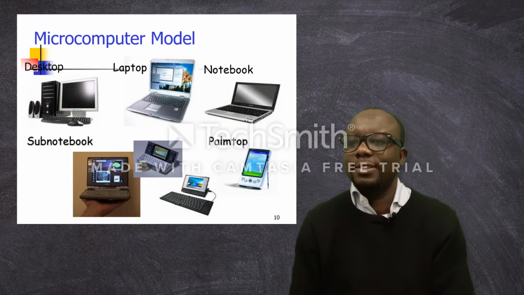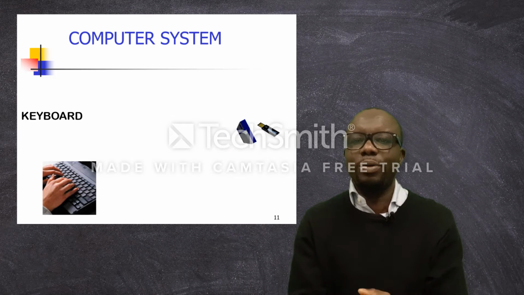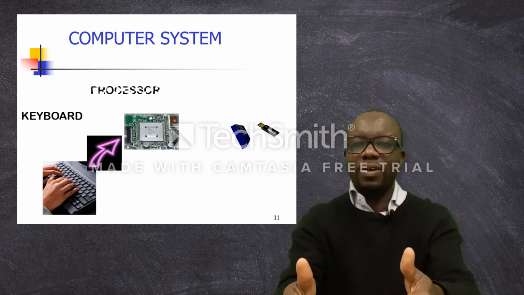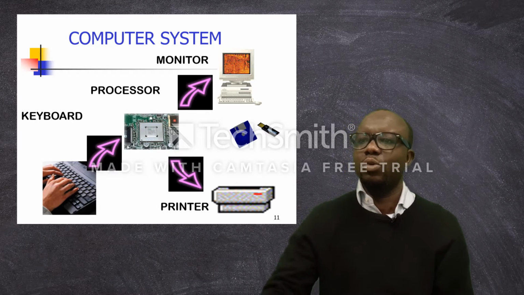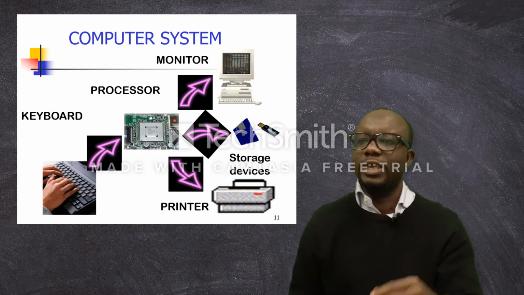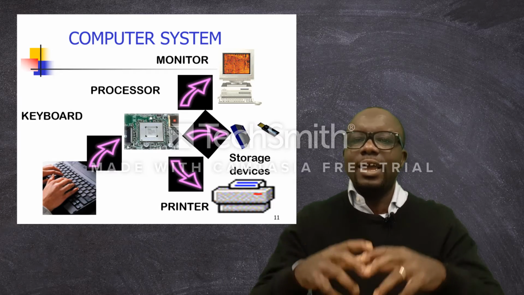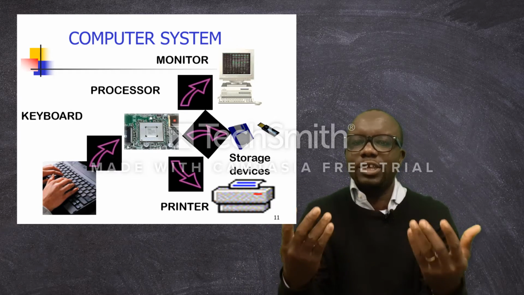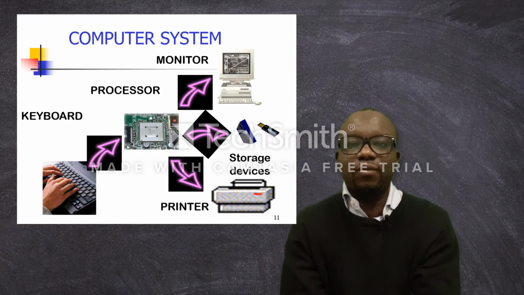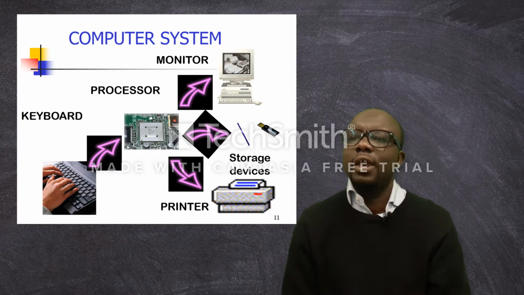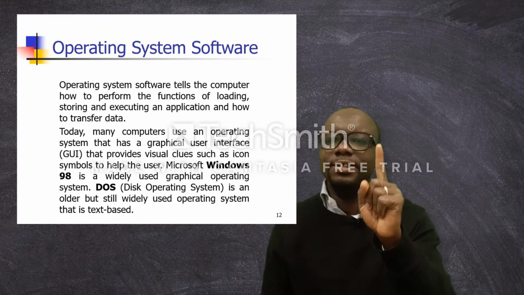Now, what is a computer system? As you all know, a system is made up of various components that interact with each other to perform one specific task. The same applies to computers. So when you go to computer systems, we have the keyboard, the processor, the monitor, the printer, and the storage devices that interact with each other to produce a single output that is beneficial for the user.